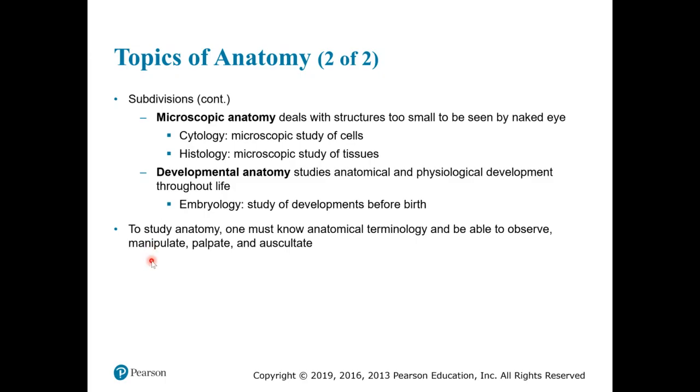To study anatomy, one must know anatomical terminology to be able to observe, manipulate, palpate, and auscultate. Okay, auscultate, that is listen. Listen to the sounds of the body. Like you might use a stethoscope to hear somebody's heart go, lub-dub, lub-dub, lub-dub. Palpate, that means to feel, to touch. You might palpate somebody's wrist to take their pulse. Manipulate, just exactly like that sounds, is to move a structure around to see how it works. And just observe. While you're palpating somebody for their pulse, you might also observe their breathing rate.